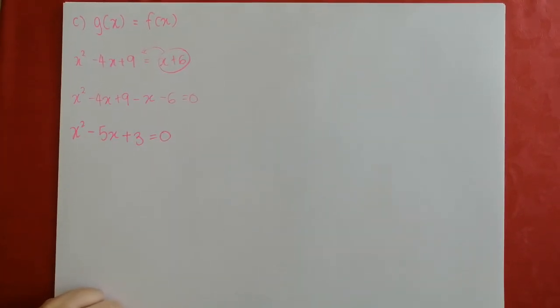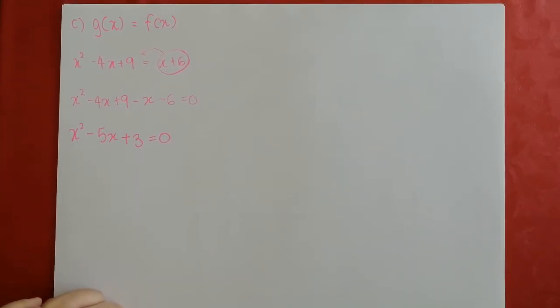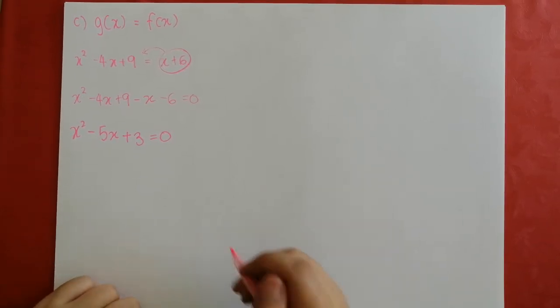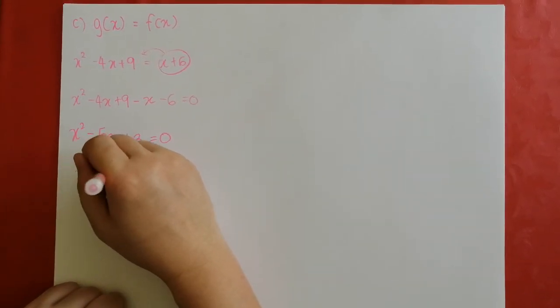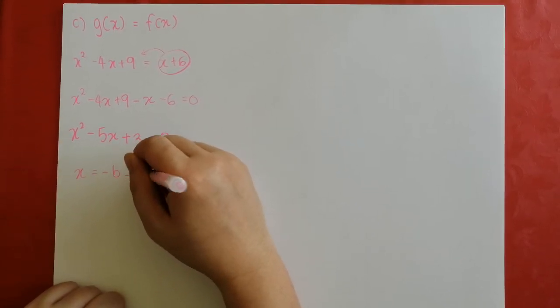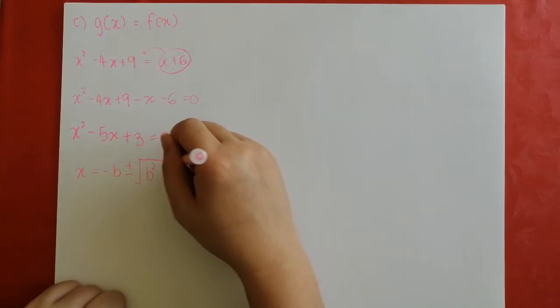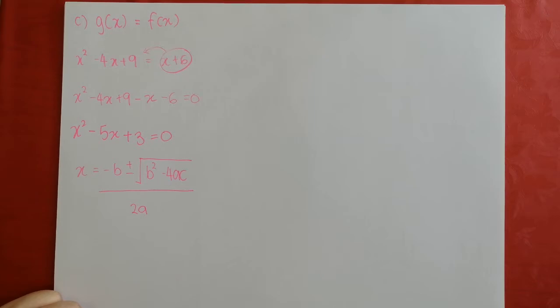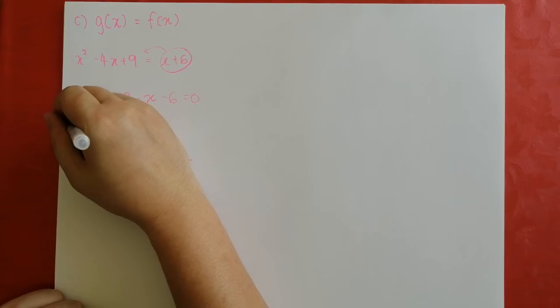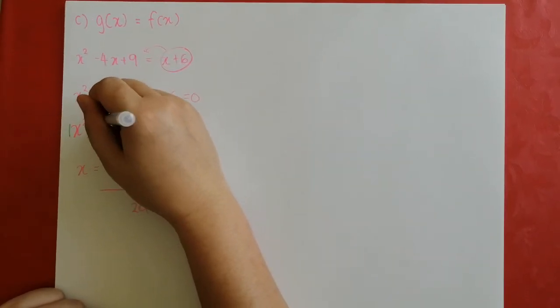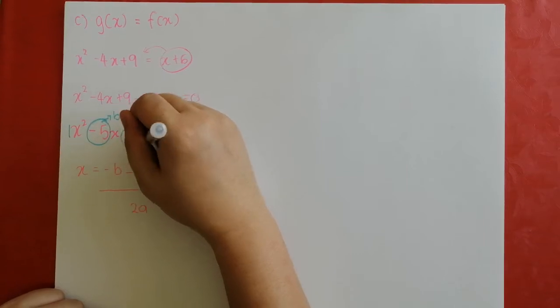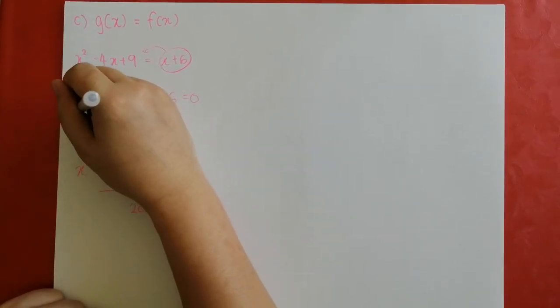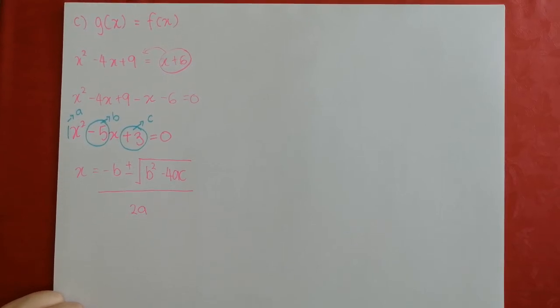Because of the hint there, give your answer correct to 3 significant figures, that hint tells you to use the formula. So with the quadratic formula, x is minus b plus or minus the square root of b squared minus 4ac, over 2a. That is the quadratic formula that you need to know to solve. Our value of a is 1, value of b is negative 5, value of c is 3.